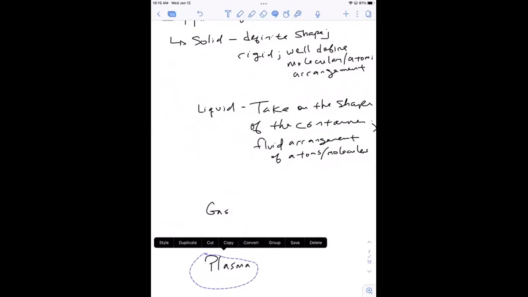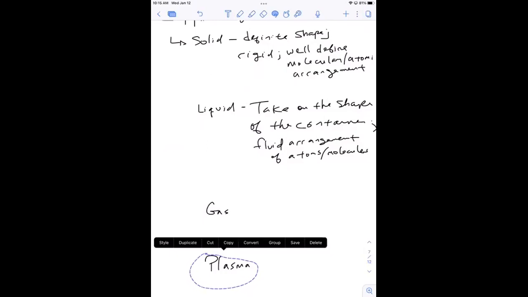If you've ever seen mercury spill from a thermometer, it is a liquid at room temperature. It beads up. It's very difficult to contain. It's also poisonous. So liquids don't have that same molecular or elemental arrangement. It's a lot more fluid. And whatever container you put a liquid in, that's the shape it's going to assume.